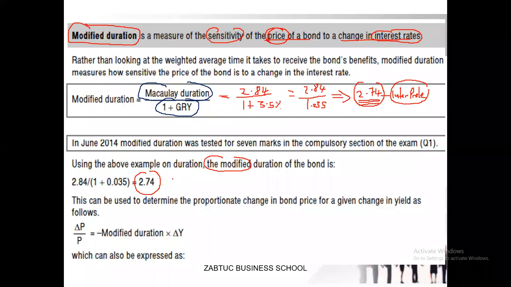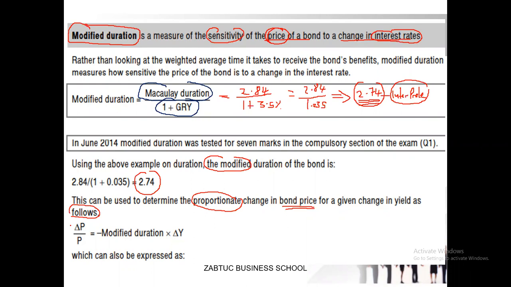using the above example on duration, we found above that this can be used to determine the proportionate change in bond price for a given change in the yield. Now there's a little equation here. It shouldn't confuse anyone. We don't want anyone to be confused.